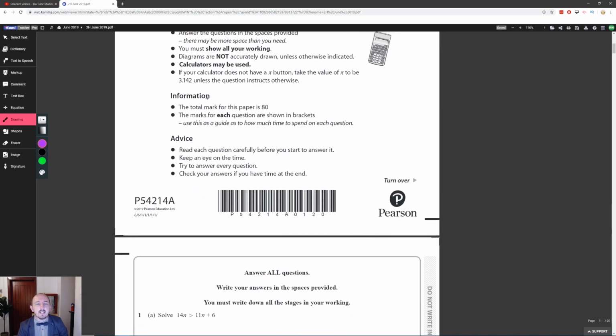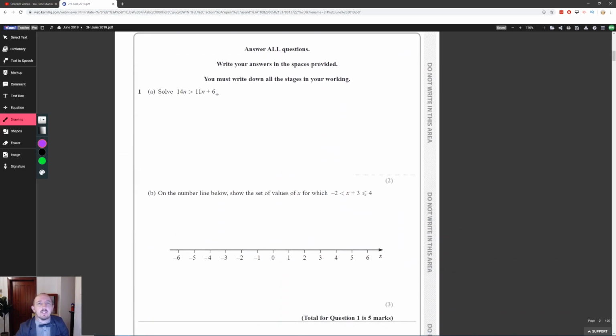Let's get started. As we look through this calculator paper, we start off with an inequality, so we're going to subtract 11n from both sides to get 3n is greater than 6, so n is greater than 2.